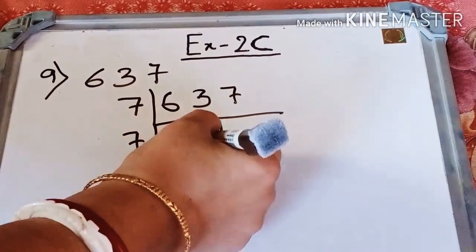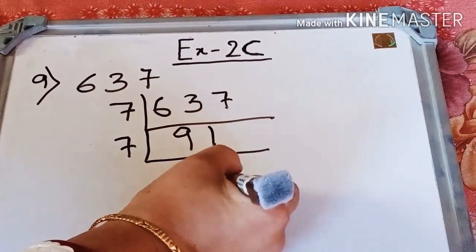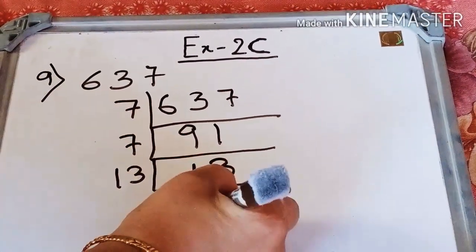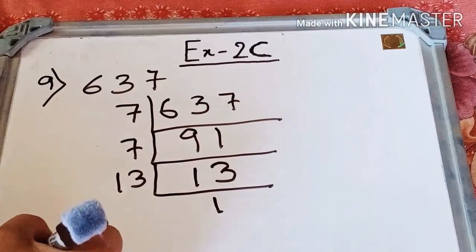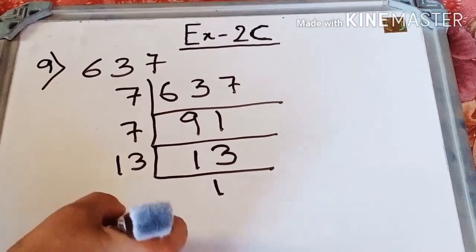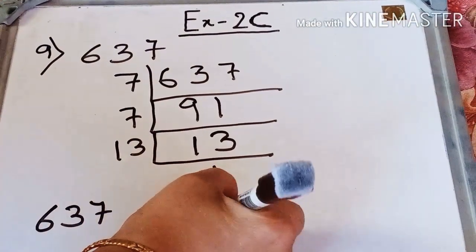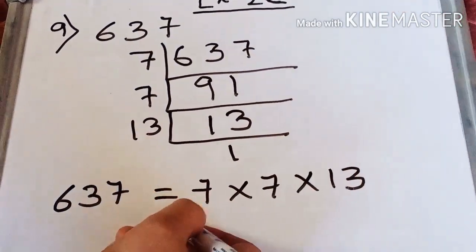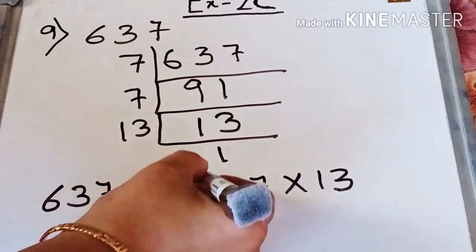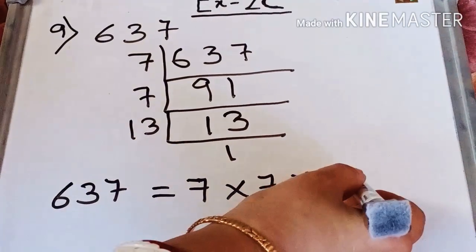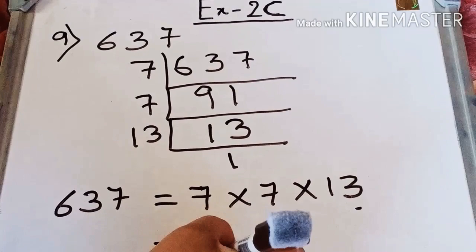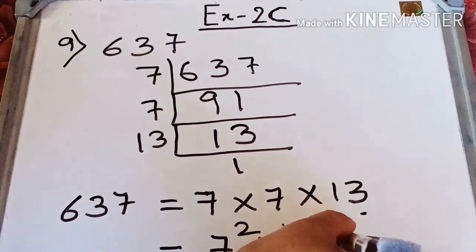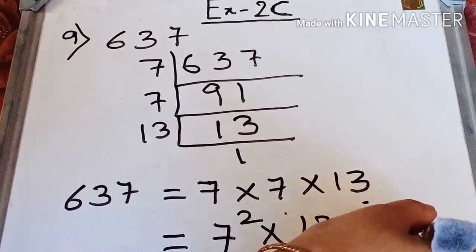7 1s are 7, remainder 2, 21, 7 3s are 21. We know that 13 is a prime number. So the prime factorization of 637 is 7 into 7 into 13. So what is the prime factorization of 637? 7 into 7 into 13. You can also write it like this: 7 to the power 2 into 13. Clear?